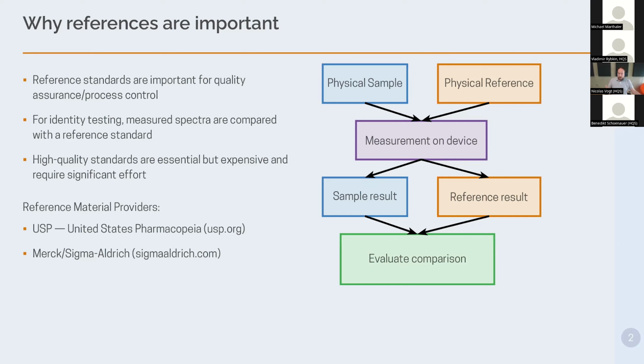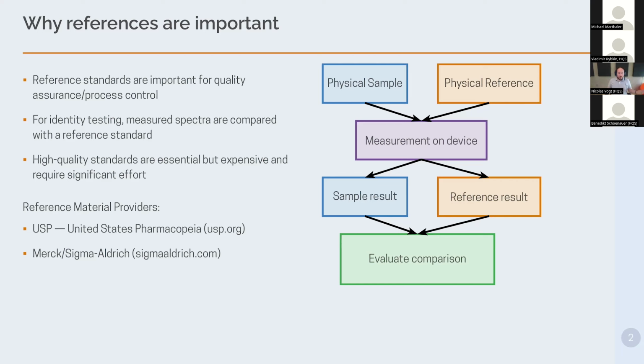And one way to make sure that this reference really represents what you want to produce is to either have an independent manufacturing in-house where you make sure due to the manufacturing process that you know what's in there, or maybe more common to buy it from commercial vendors like Merck or government entities. So this is your reference, your gold standard, and you now have 2 physical samples.